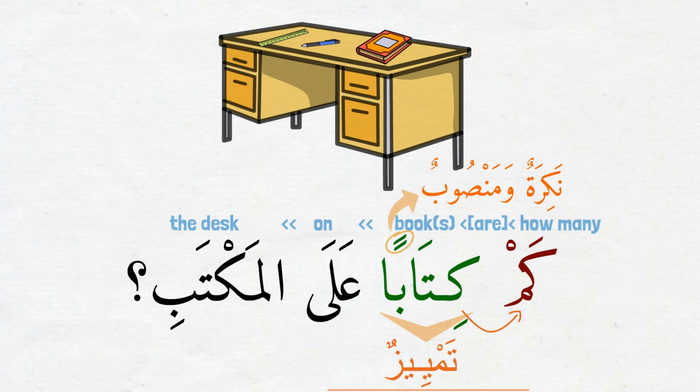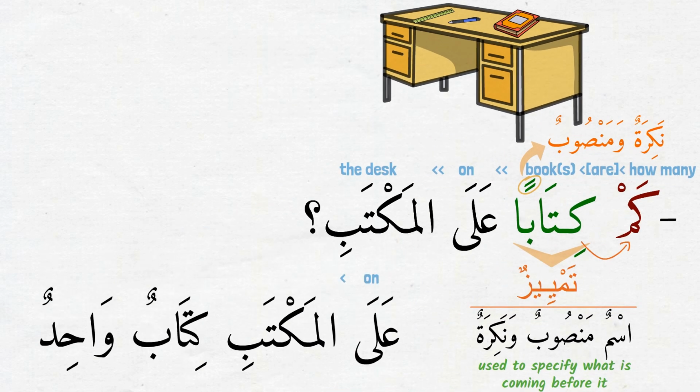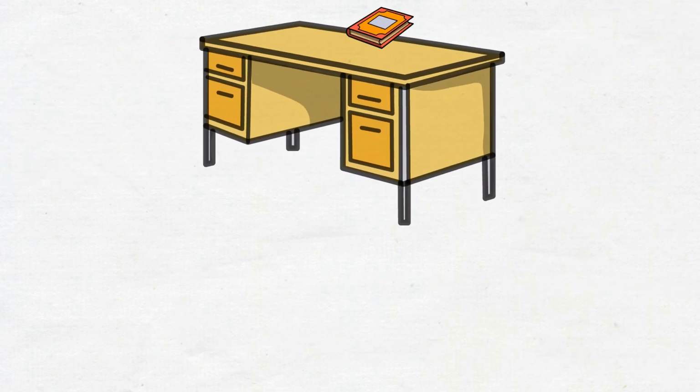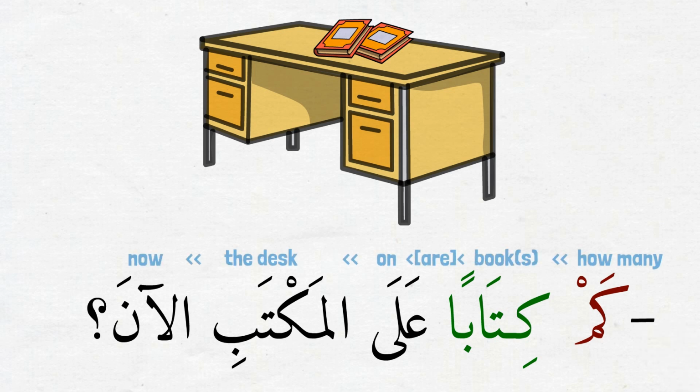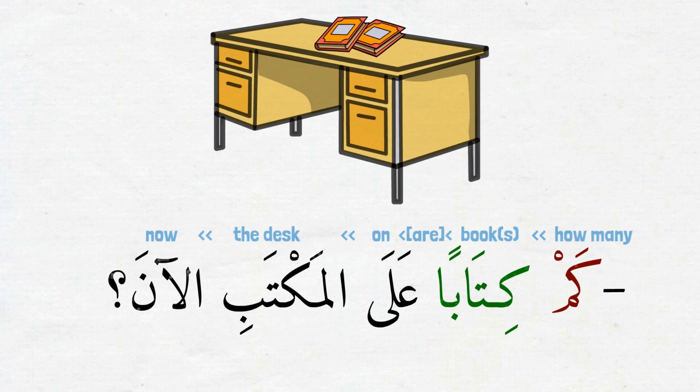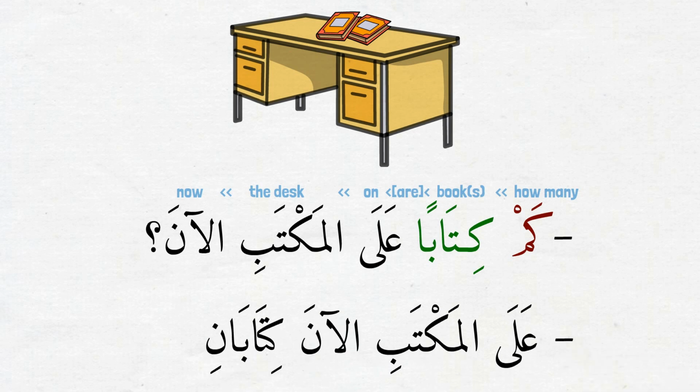Let's answer this question now. We can see a single book on the desk, so we will respond by saying على المكتب كتاب واحد. A single book is on the desk. How about now? كم كتابا على المكتب الآن? Remember, الآن means now. So I'm asking how many books are on the desk now. We can respond by saying على المكتب الآن كتابان. Two books are on the desk.